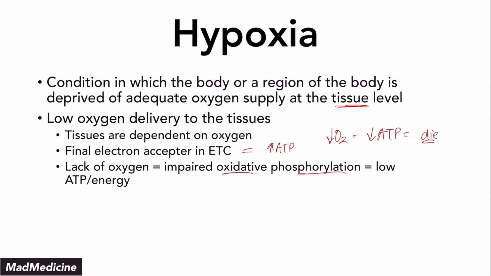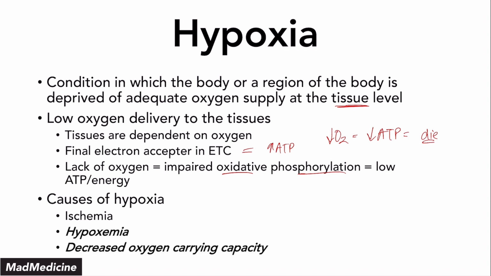So what are the causes of hypoxia? The first one is ischemia, which we discussed in part 1. So go check out that video of hypoxia part 1. And then the other two causes, which we're going to discuss right now, are hypoxemia and the decreased oxygen carrying capacity that can also lead to hypoxia. So with that being said, these two topics are going to be very high yield. These are things you need to understand very well, and you need to commit to the back of your mind. Do not forget them. Let's talk about hypoxemia.